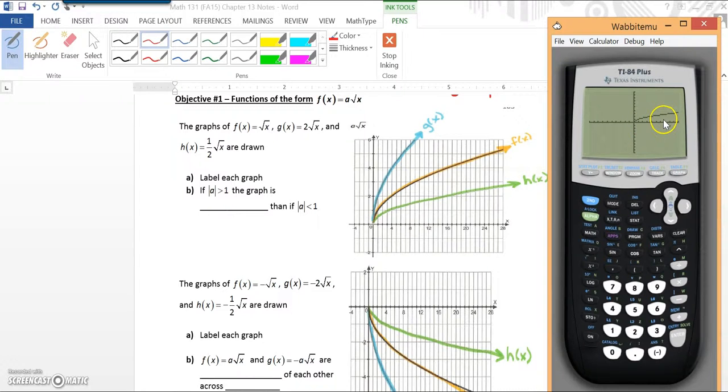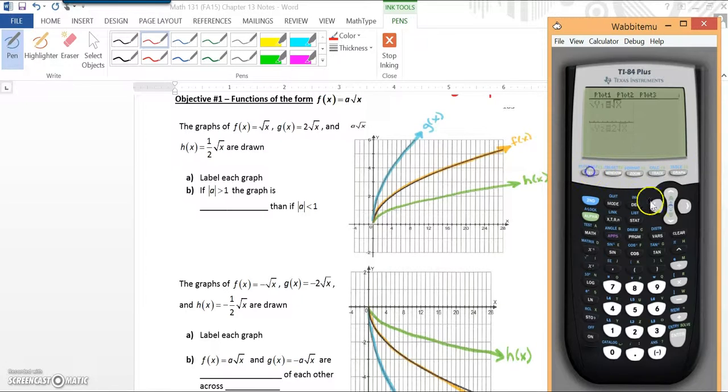Now, I don't have one of the color calculators. If you have one of the color calculators, it'll show each one of these as a different color. Now, let's go to the second graph. We go to y equal and turn on the second graph. We press graph. Now, if you notice, the second graph is a little higher than the first graph.